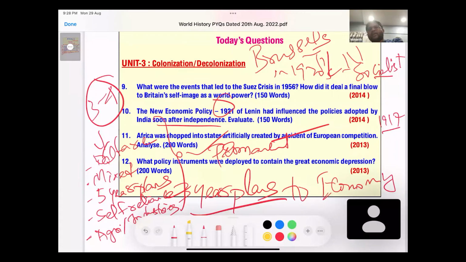Thus, you can conclude by saying that though India got definitely influenced from the new economic policy of 1921, it paved its own way in chalking out the growth model, which slowly but steadily moved towards a sustainable growth.